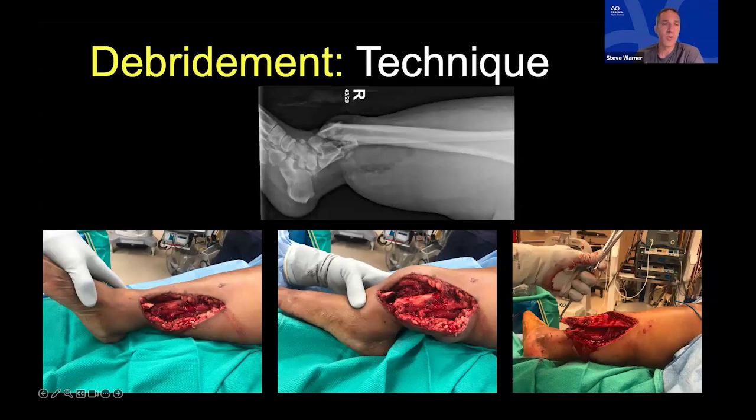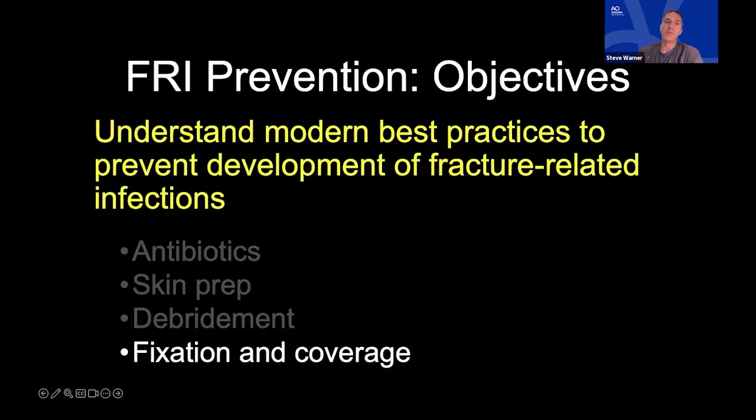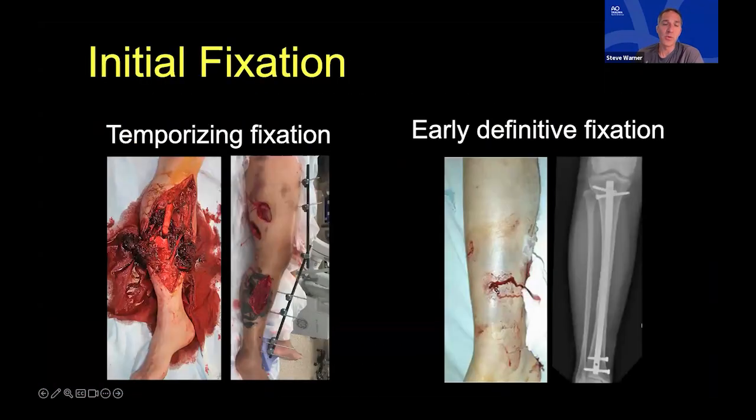And lastly, talking about fixation and coverage for primary prevention of open fracture-related infection. And so with more severe open injuries, temporizing fixation can be helpful. And this is useful to be able to time the soft tissue coverage, as we'll talk about, to minimize the exposure of the implants to the external environment. With less severe open fractures, early definitive fixation has been shown to be safe. So for the type 1, type 2, and some type 3s, early definitive fixation is appropriate.